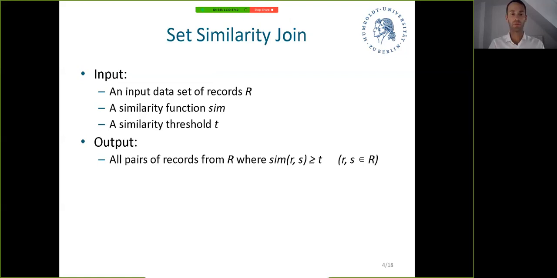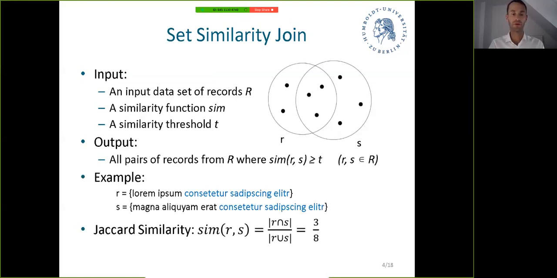Let's have a look at an example. These are two records here, R and S. R has 5 tokens. In this case, they are words, but they could also be other data. S has 6 tokens, and they share 3 common tokens, as you can see here, which are marked in blue, or in the diagram in the intersection.